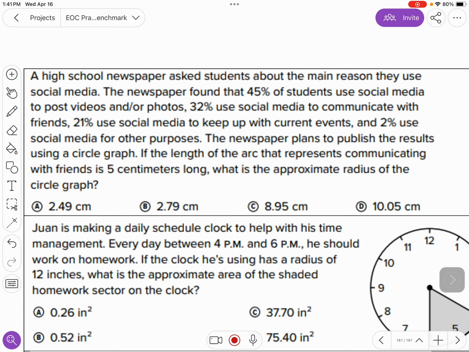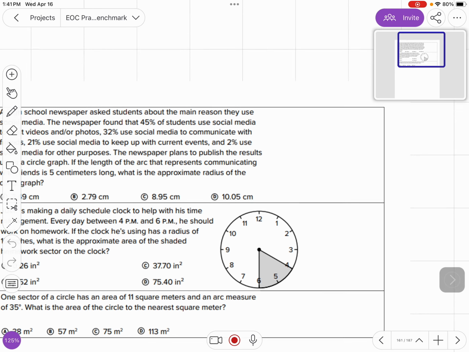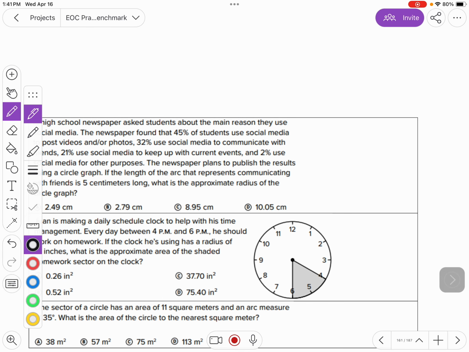If the length of the arc that represents communicating with friends is 5 centimeters long, what is the approximate radius of the circle graph? So the first thing you want to do is just get a good diagram going. And so I'm going to draw a circle. It's not going to be beautiful, but it's going to get the job done. So here's my circle.